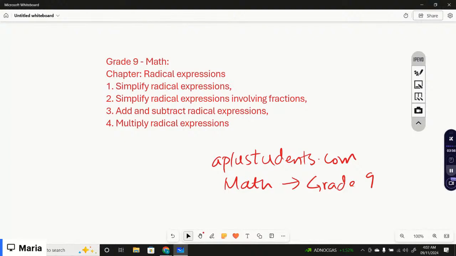There you can find the list of the chapters. We're going to start with the chapter radical expressions. The lessons we're going to cover today are simplify radical expressions, simplify radical expressions involving fractions, add and subtract radical expressions, multiply radical expressions.